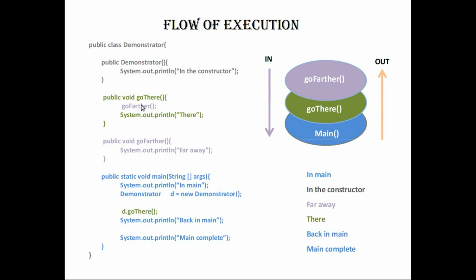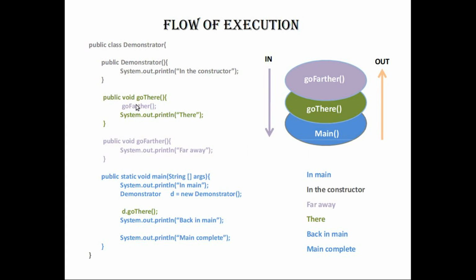Go there is calling another method, go further. So while main is at the bottom of the stack, go there has been called on top of main, and now another method, go further, has been called on top of go there. So go further is at the top of the stack. Now main cannot come out, go there cannot come out until go further comes out of the stack. Before go there will follow, and then main will follow.